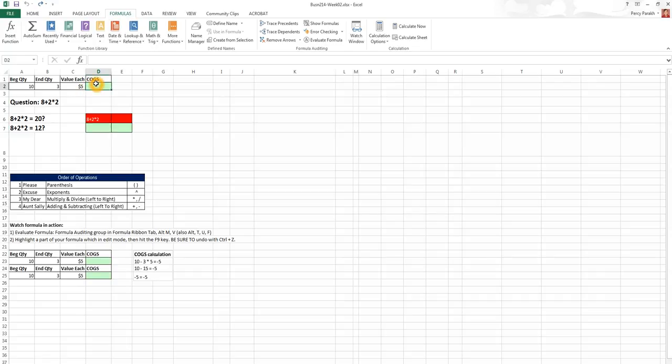I'm going to begin my formula with the equal sign, and I'm going to click on this cell, okay? And then I'm going to put a minus this cell, okay? And then multiply by, and for multiplication we use asterisk, so I'm going to put an asterisk this amount, and that should give me the correct answer, right?